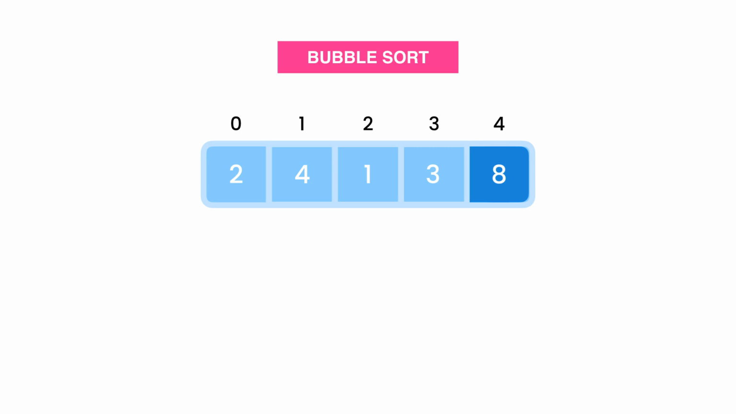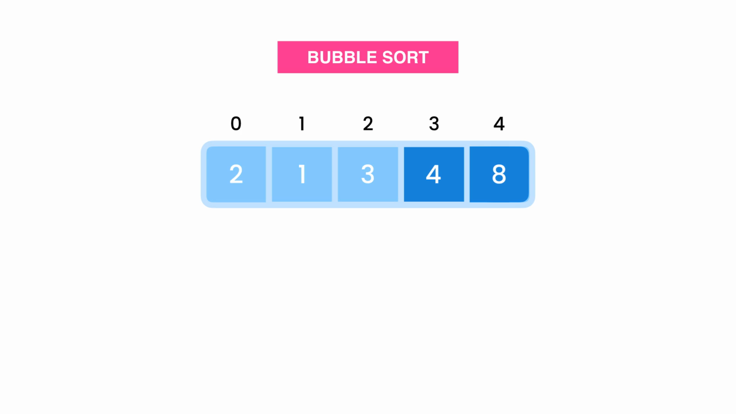Let me show you. Once again, we compare the items at index 0 and 1. These items are in the right order because 4 is greater than 2. So we don't need to swap them. Let's look at the next two items. 1 is smaller than 4, so we should swap these items. And one more time. Again, these items are out of order, so we need to swap them. And the last two items. These items are in the right order, so we're done with the second pass.